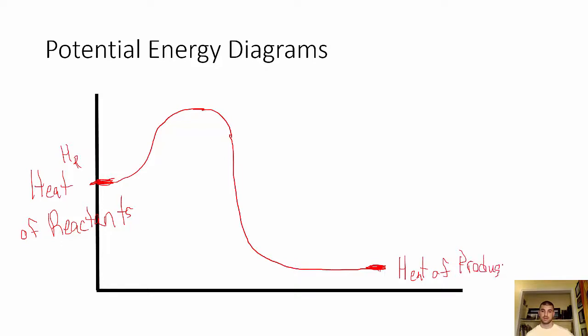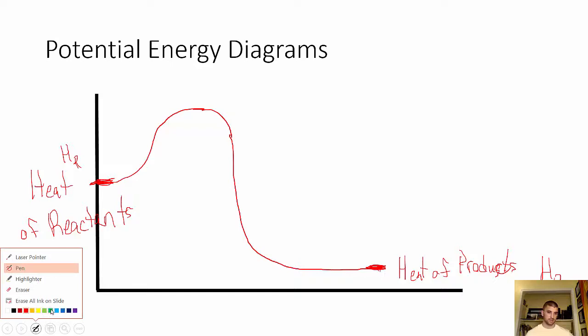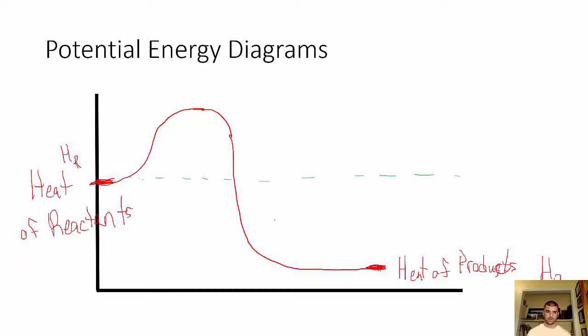And take a guess how we can abbreviate that, HP. Now if we were to draw an imaginary line going across from the heat of reactants to the heat of products, from where we started to where we finished, we call that the change in heat, or our delta H.